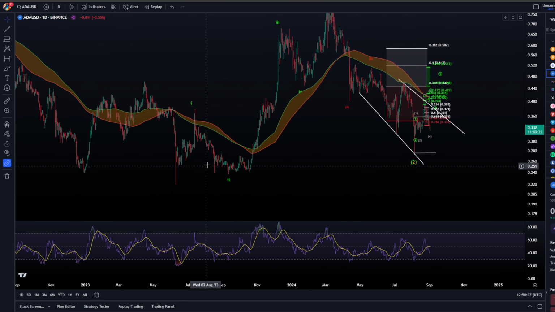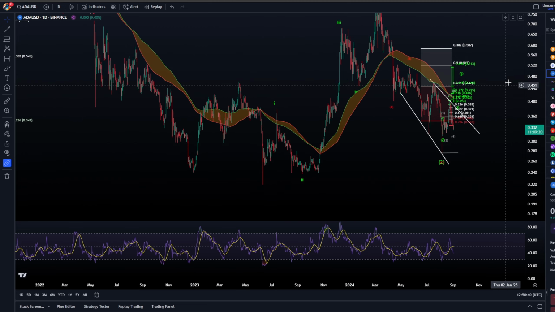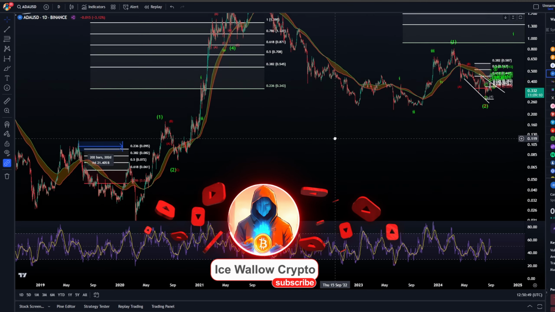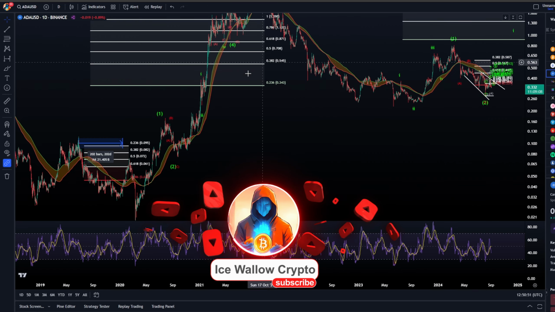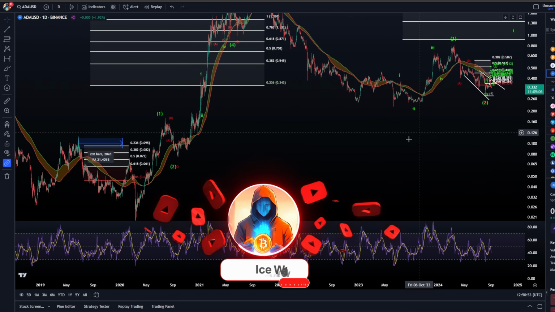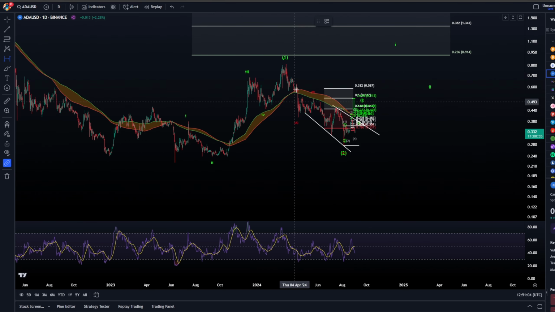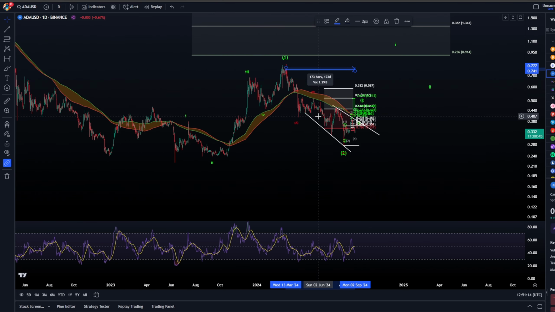I think we'll get to like 25 cents and everyone will freak out, and everyone will call Cardano dead. And when everyone believes it's dead, that's when it will start pumping. Also, I talked about the fact that the second wave move down in the previous cycle took about 200 days. Let's see how long this second wave took. As you can see, we have been in this second wave move down for about 173 days.